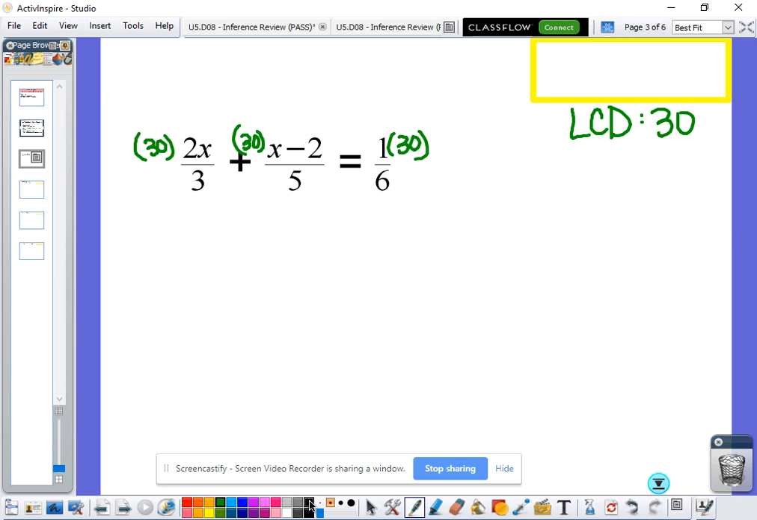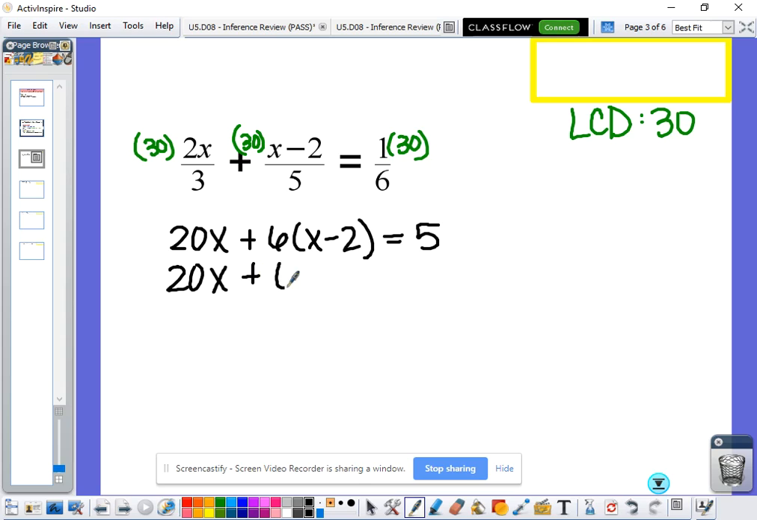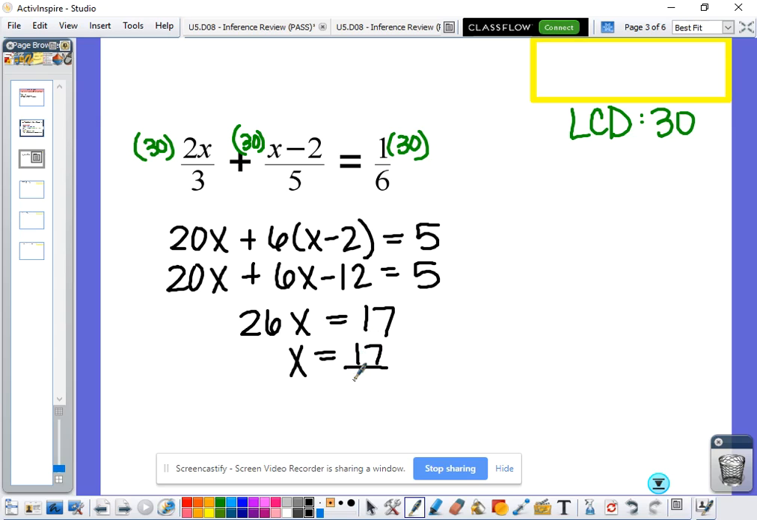This will reduce nicely to 20x plus 6 times x minus 2, and that will be equivalent to 5. After I distribute the 6 through to the binomial, I'm able to combine like terms and solve for the variable. 26x will be equivalent to 17, and then my solution is 17 over 26.